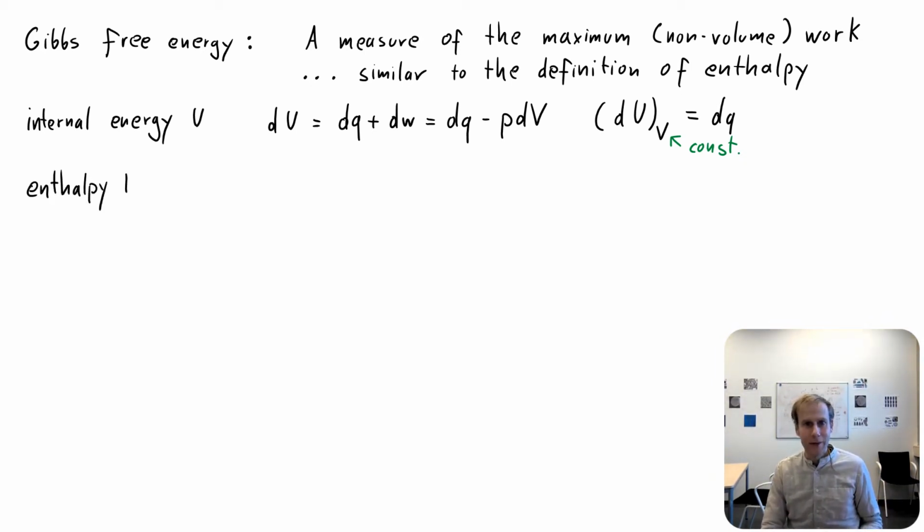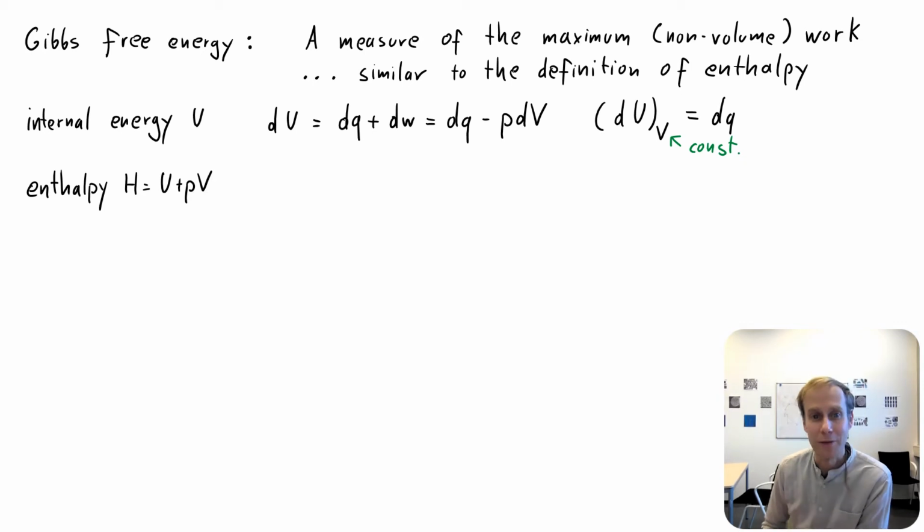Good. The enthalpy, H. The definition of the enthalpy, H, is U plus PV. Right? It's simply a definition that was man-made for giving the enthalpy certain features that allow us to interpret it, for instance, for the heat transfer, as we will see in a moment.